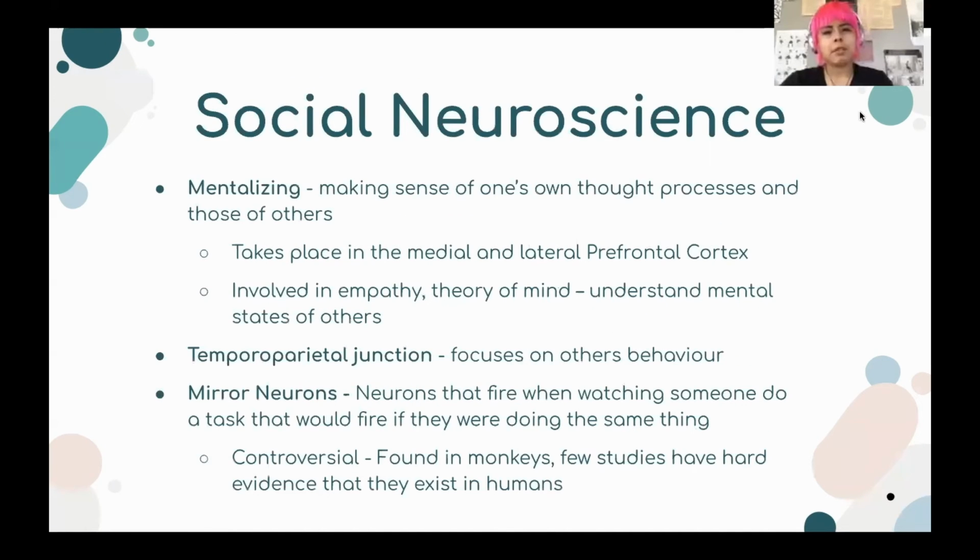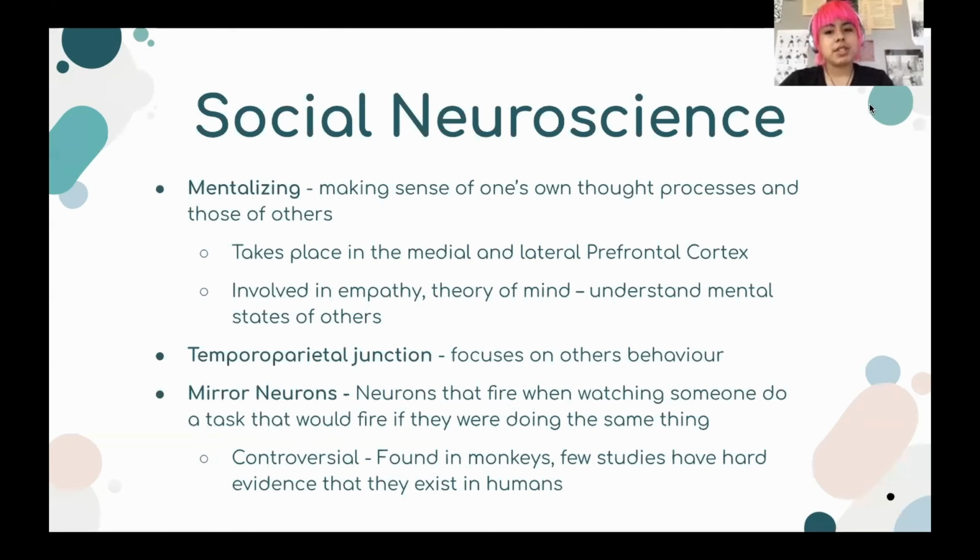And another cognitive process is mentalizing. Mentalizing is making sense of one's own thought processes and those of others. This takes place in the medial and lateral prefrontal cortex and is involved in empathy and the theory of mind, or understanding mental states of others. Another key aspect of mentalizing is the temporal junction, or the part of the brain that focuses on others' behaviors. In that aspect, mirror neurons are very similar as they also deal with focusing on other behaviors.